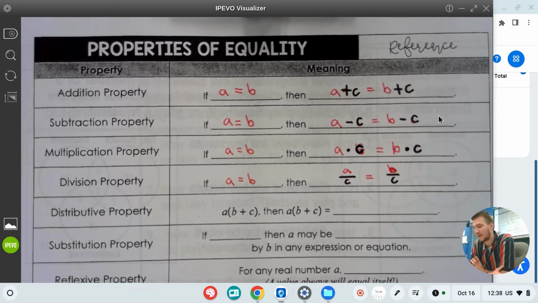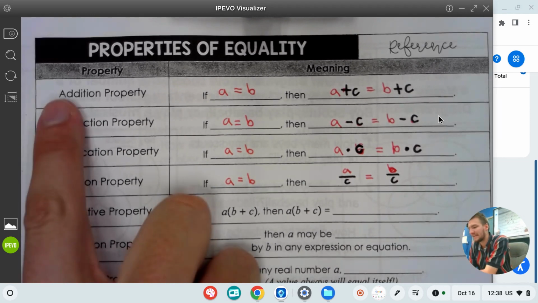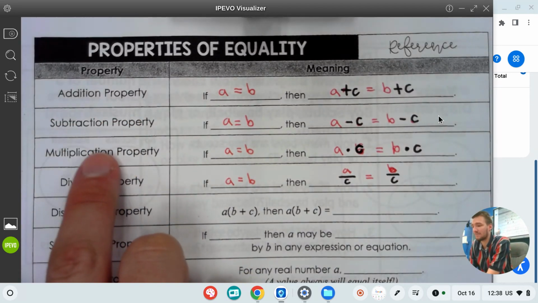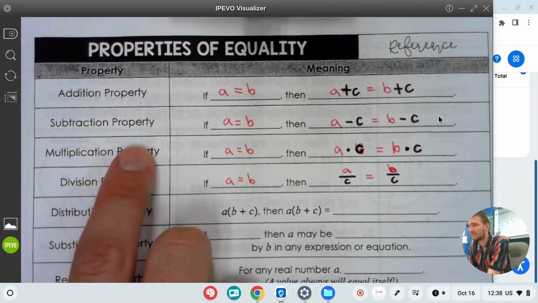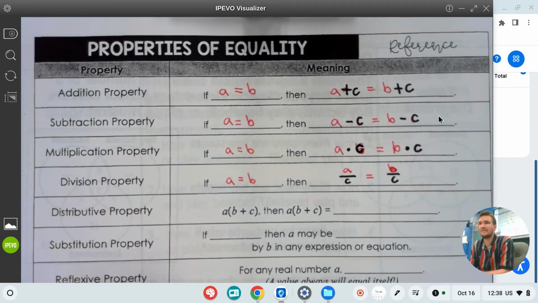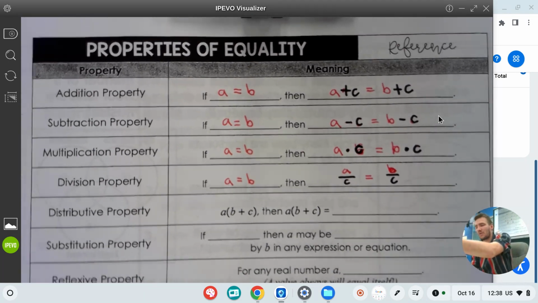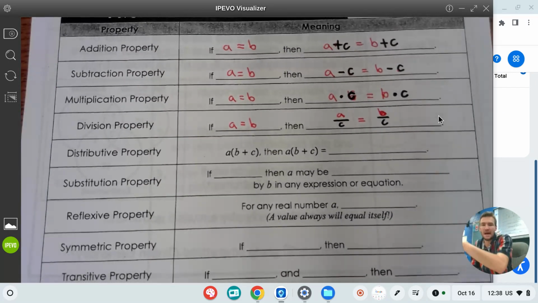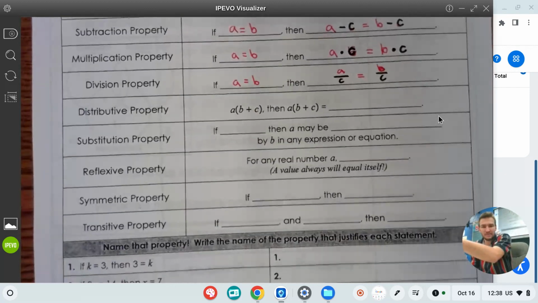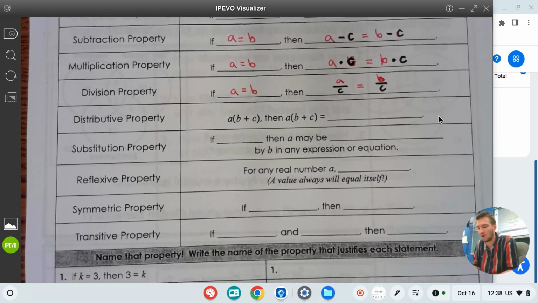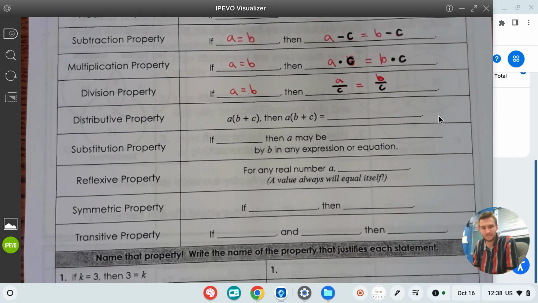Again, not rocket science. We already know how this works. We just get names for them, literally the simplest possible names: addition property, subtraction property, multiplication, and division. Okay, now we're going to get into some properties that actually require a little bit of mathematical doing, but at the same time, we've seen all of these before.